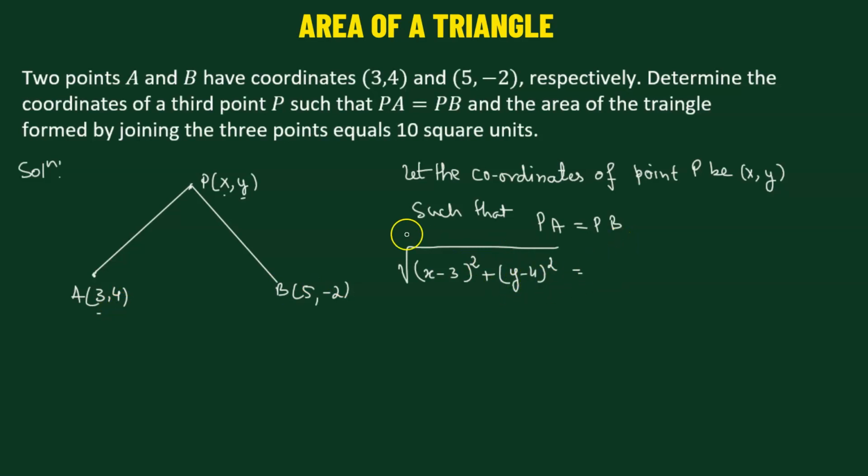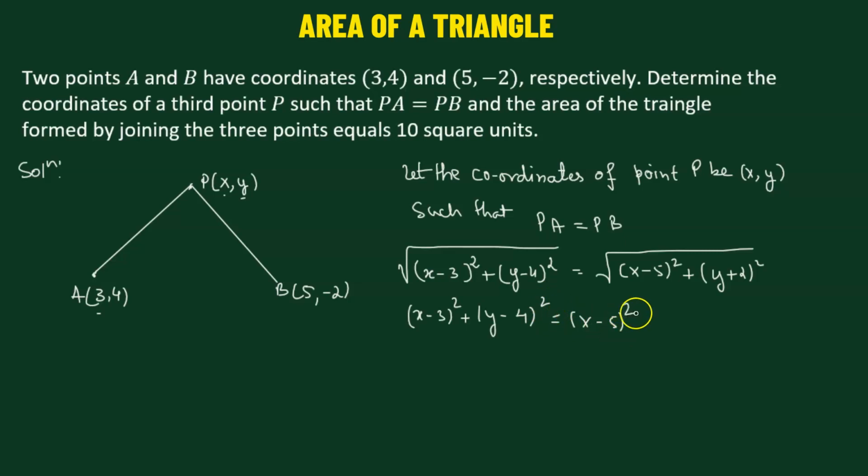So this must be equal to the length PB. Here also we can apply the distance formula. For PB, the difference of the x coordinate is going to be x minus 5. We square this value and add it to the square of the difference of the y coordinate. The difference of the y coordinate will be y minus -2, so that means we have y plus 2 whole square. Let's square both sides. This is going to get rid of the square root. So we have x minus 3 whole square plus y minus 4 whole square, and this value will be equal to x minus 5 whole square plus y plus 2 whole square.